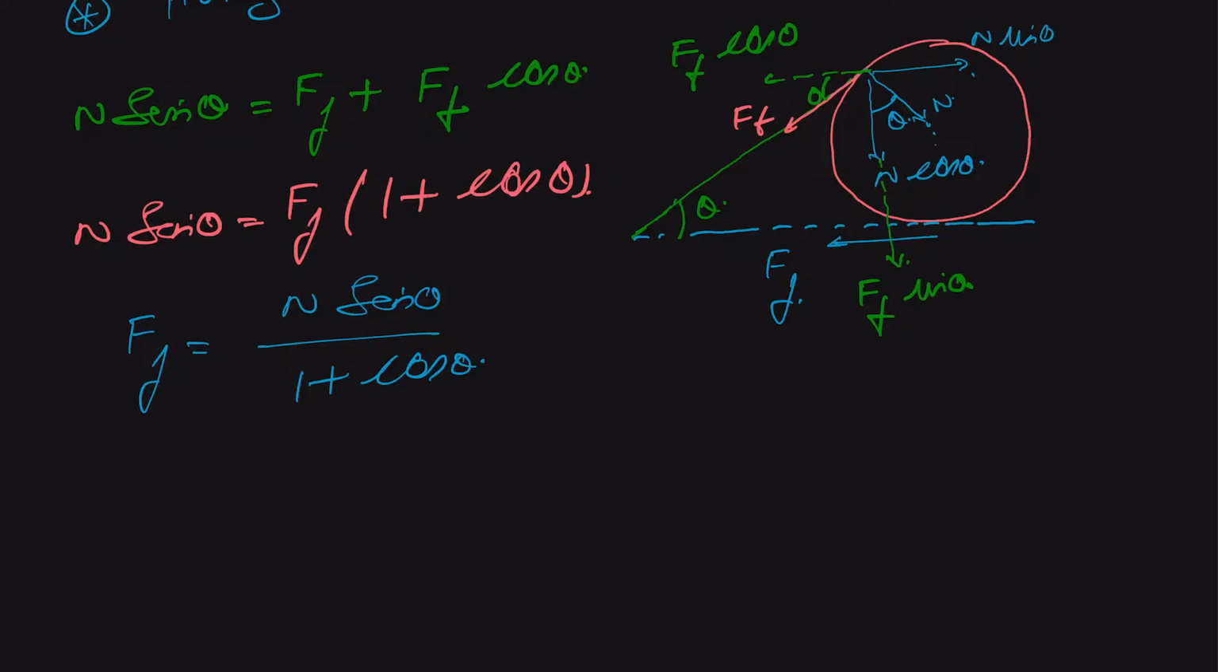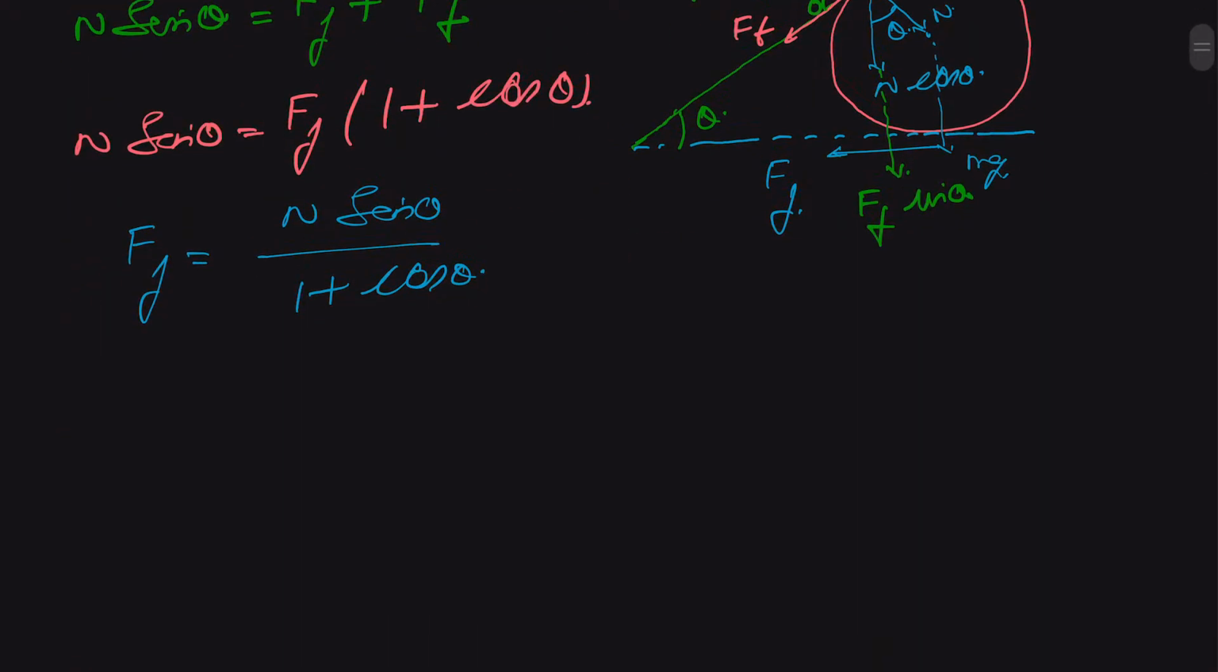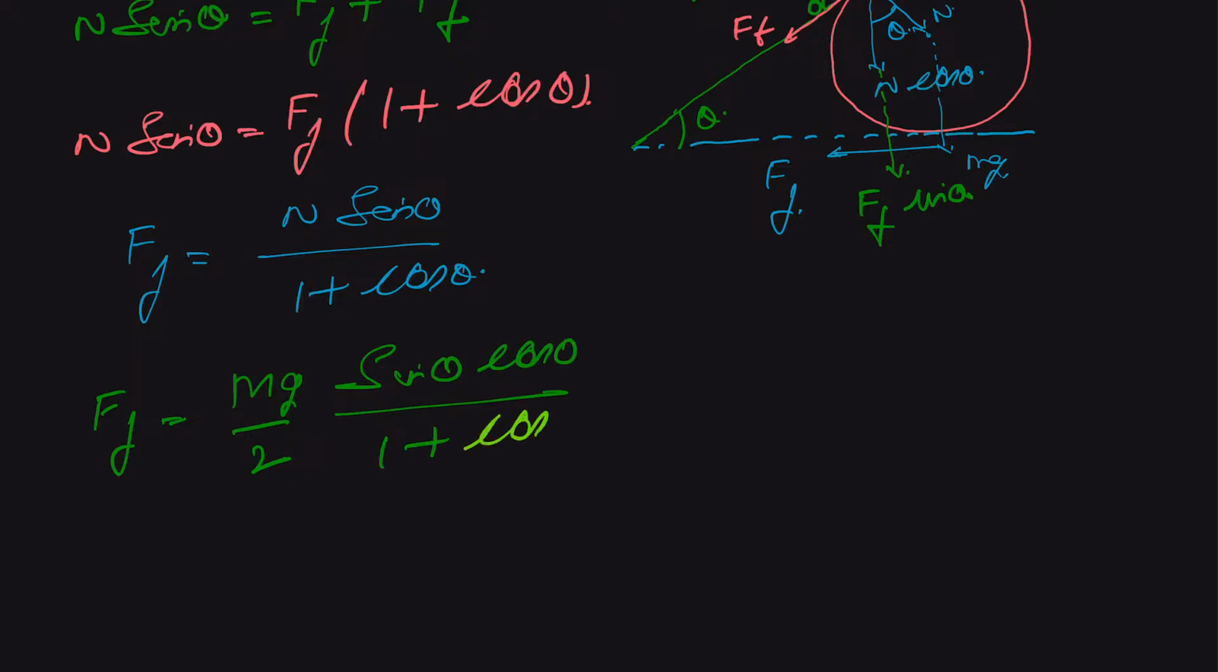And also there will be mg in the downward direction, but that is not required. We are only talking about the horizontal motion, because vertically there is no such motion in this. So this is our value of the friction, and the value of the normal we already know, mg by 2 cos of theta. So we substitute it, and the friction is equal to mg by 2 times sine of theta cos of theta over 1 plus cos of theta.